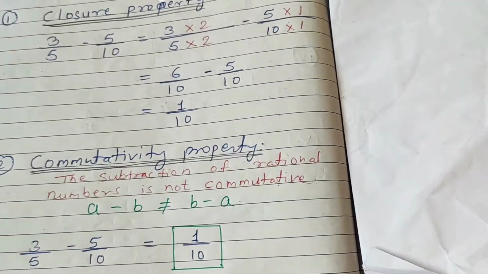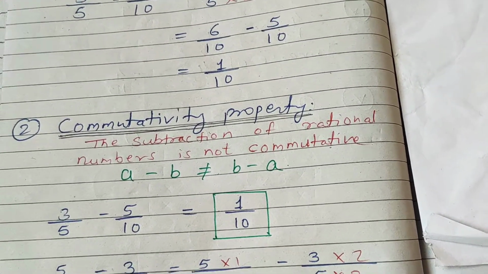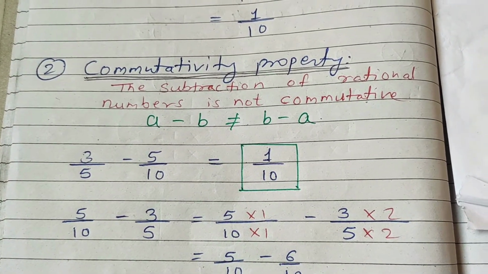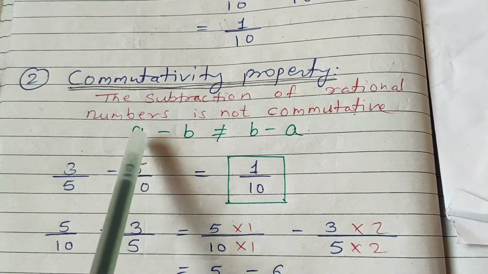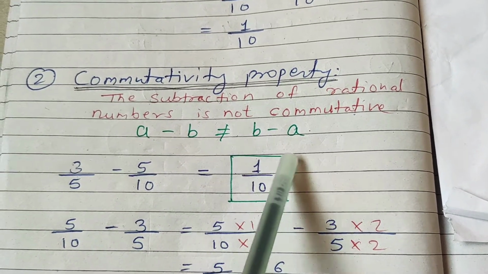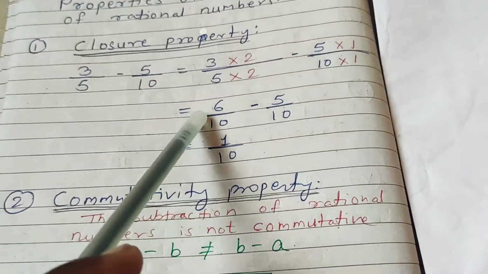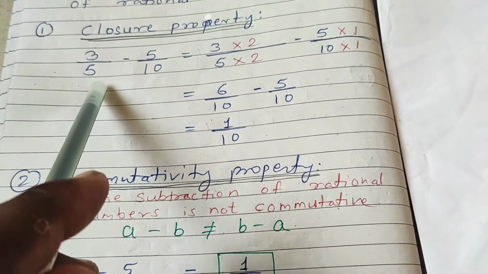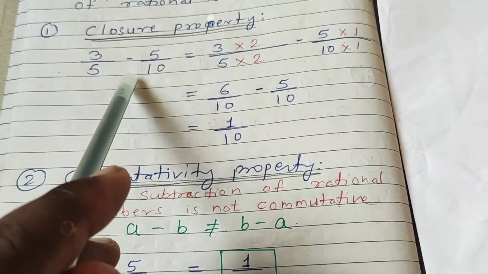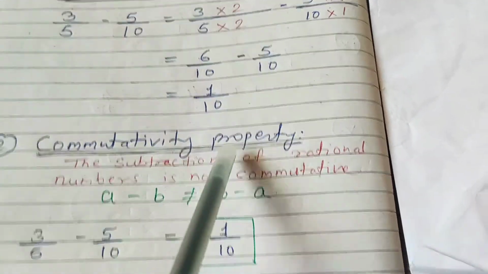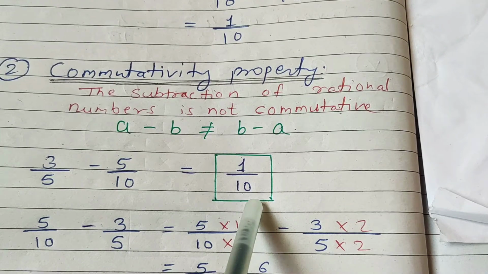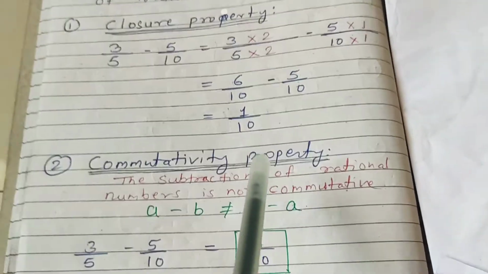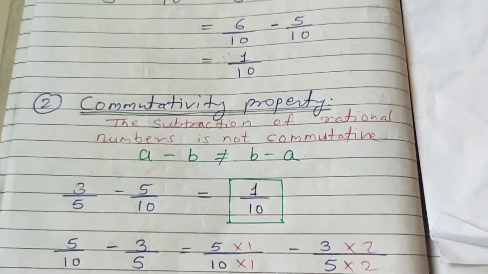Now, the second property is the commutativity property. The subtraction of rational numbers is not commutative. That means A minus B is not equal to B minus A. So again the same example we have taken. We already solved this example and we know that the value of 3 upon 5 minus 5 upon 10 is 1 upon 10. We calculated it earlier.